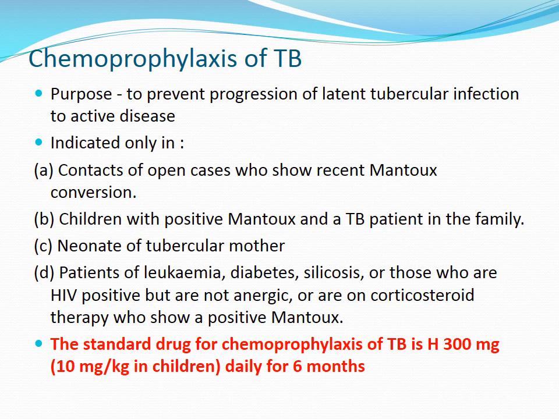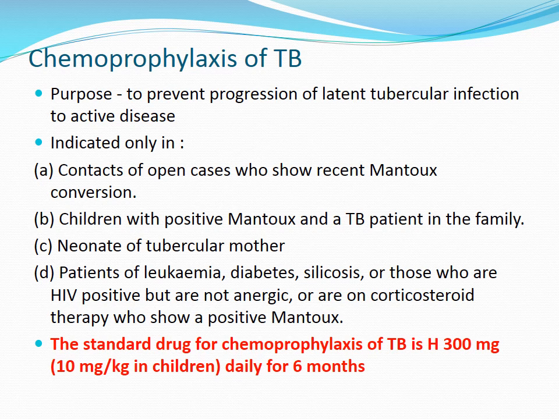It is indicated in contacts of open cases who show recent Mantoux conversion. So if anyone comes into contact with a positive tuberculosis patient, children with positive Mantoux and a TB patient in the family, we can give chemoprophylaxis. Neonates of a tubercular mother, as we have already seen, we give isoniazid as prophylaxis in the infant for 6 months. And patients on certain immunosuppressive drugs or certain diseases which lower immunity, like leukemia, diabetes, silicosis, HIV or corticosteroid therapy.